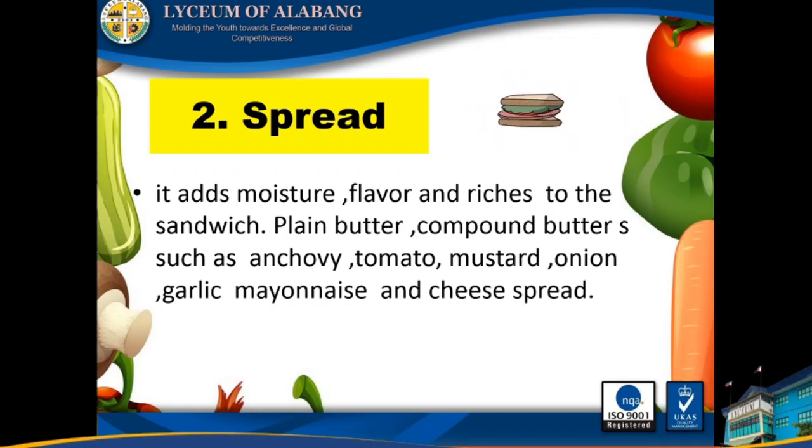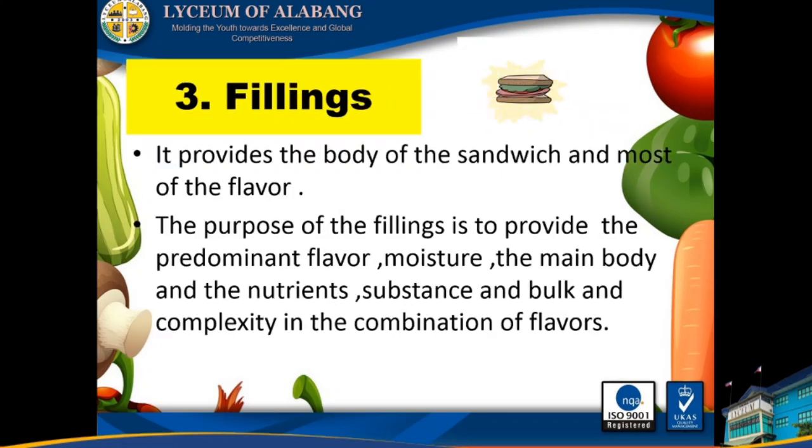It also forms a protective layer on the bread and prevents it from getting saggy from the moisture in the fillings. Moreover, it adds to the taste of the sandwich, and in the case of children, it contributes to nutritive value. Some examples of spreads are plain and compound butter, mayonnaise, low-fat spreads like margarine, and cheese spreads. Number 3, fillings.